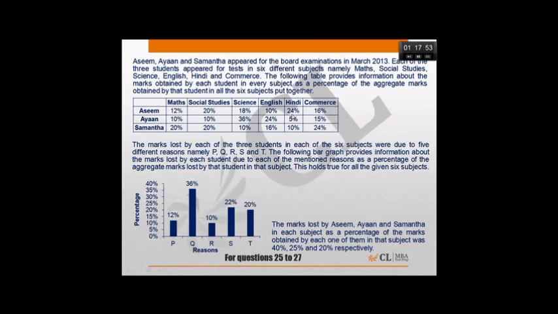Penetration power, long question. We'll come back and look at DI 25 to 27. Only 3 people, Asim, Ayan, Samantha. Okay. Percentage of aggregate marks. Okay, marks lost by each of them. Reason for marks lost by each of them. Looks complicated. It is not a question set which I will like to do.